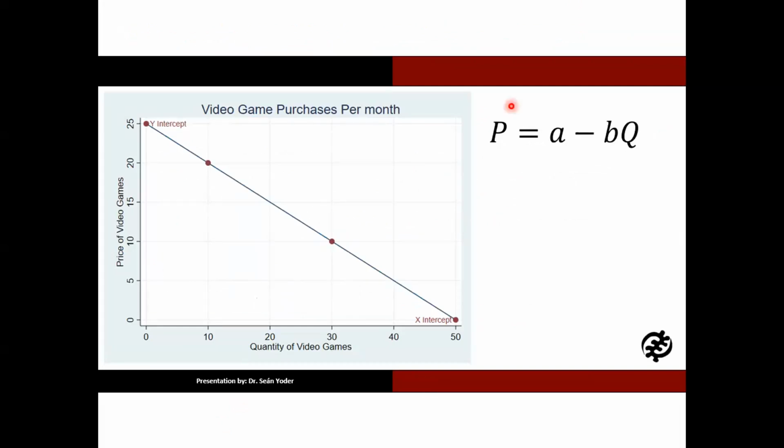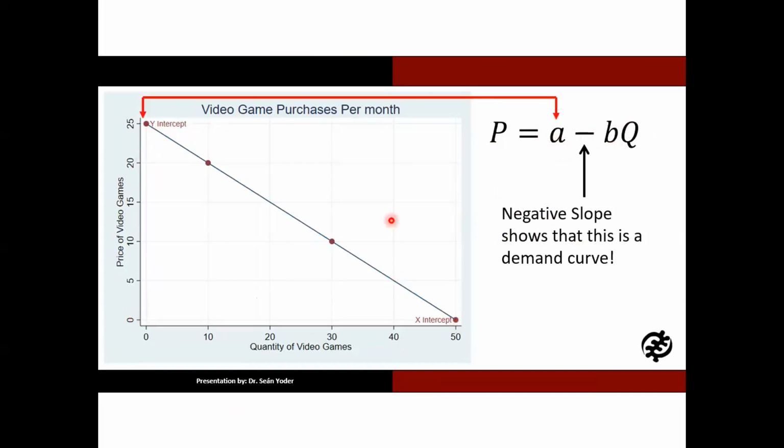So here's an equation. This is an inverse demand equation. Because price is on the y-axis, I put price is equal to some letter A, this is a number, we don't know what it is yet, minus B times quantity. Why is it minus? Because it's a downward sloping demand curve. So that negative slope in that equation, the second I see that negative, I know this is going to be a demand curve. Now A is the y-intercept of the graph. In this case, it's 25.